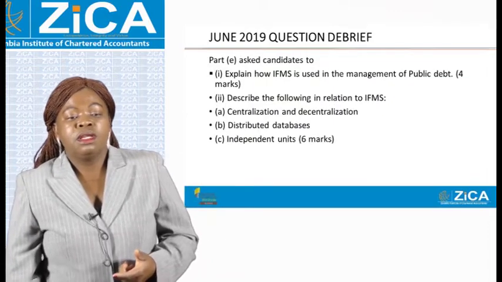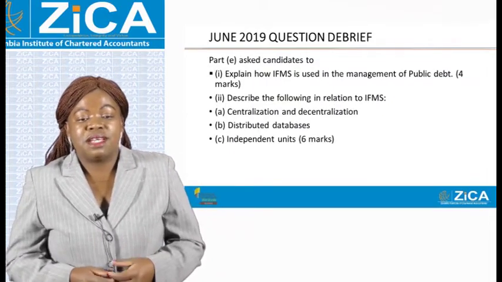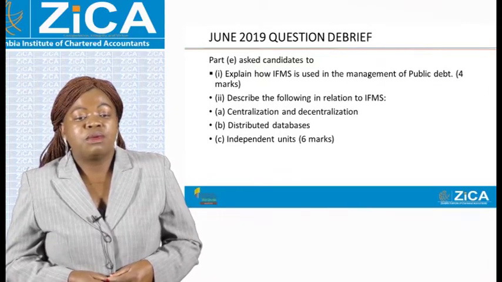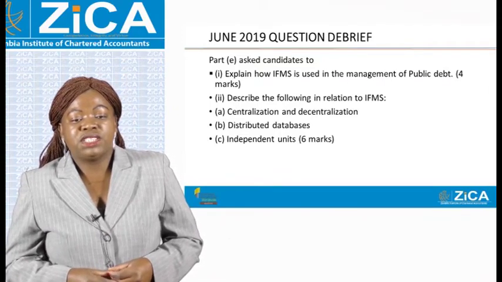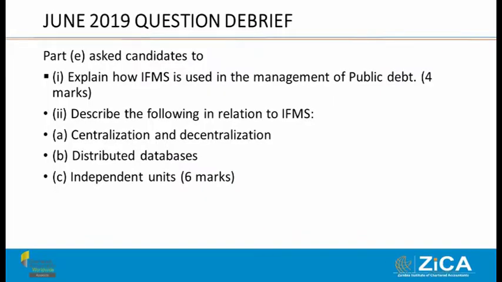Okay? Part E of the question asked candidates to explain how information is used in the management of public debt. So how is the integrated financial management system used in the management of a public debt for 4 marks? So you don't have to explain a lot of things for 4 marks. Highlight the important points, how the integrated system will actually be applicable in managing public debt. The 4 points are adequate to give you the 4 marks.